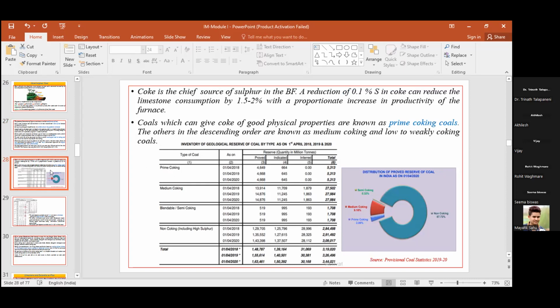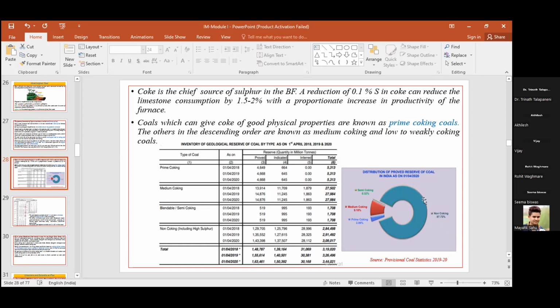You can see in this particular picture that coals which give coke of good physical properties are known as prime coking coals. And apart from that, we have medium coking coals and weak coking coals. And you can also see the distribution of these coking coal reserves in India.